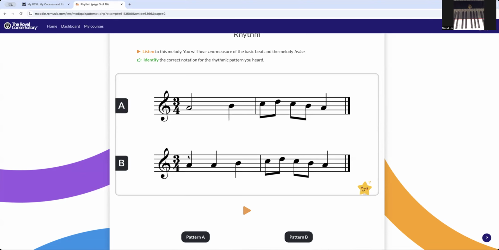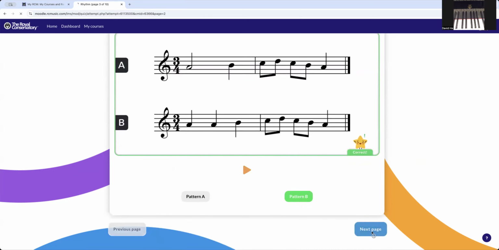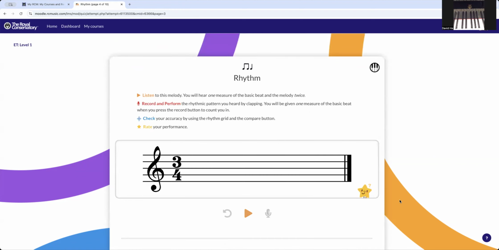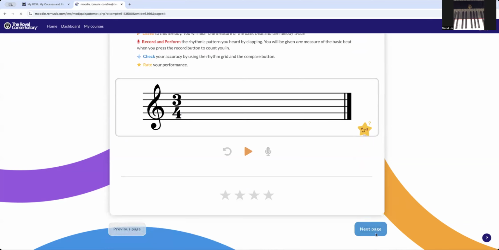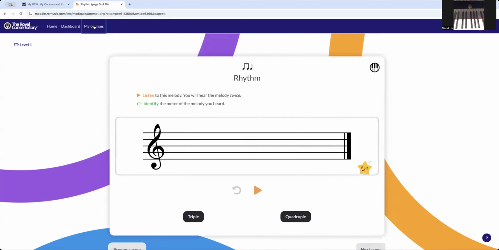Okay. First measure, we got 3 notes. That's pattern B. Okay, let's quickly take a look at the next page. Well, this one is exactly the same. We're not going to do that. They are basically the same thing.